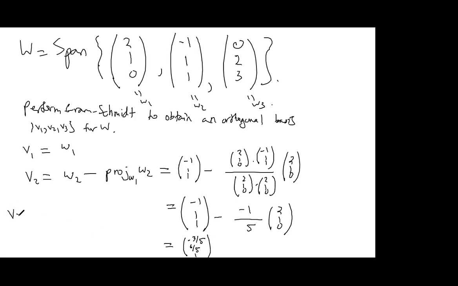Okay, and now V3 is W3 minus the projection of W3 onto the span of W1 and W2. All right, this one we're going to need some more space. So I'll just write what we found for here. Erase this.